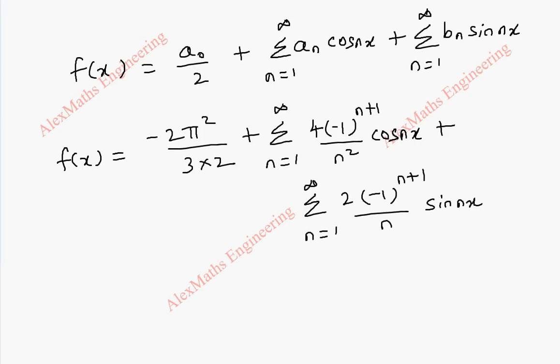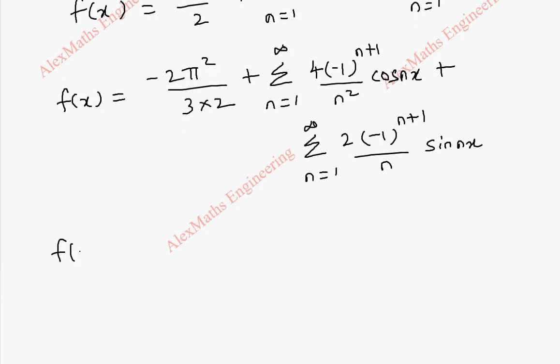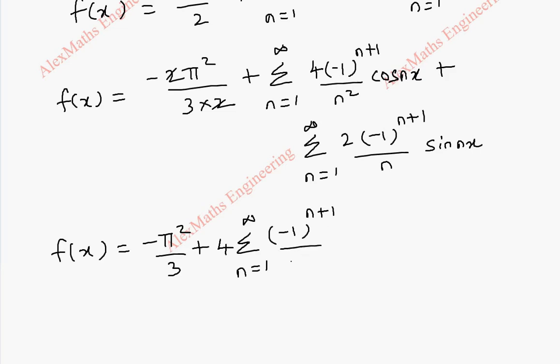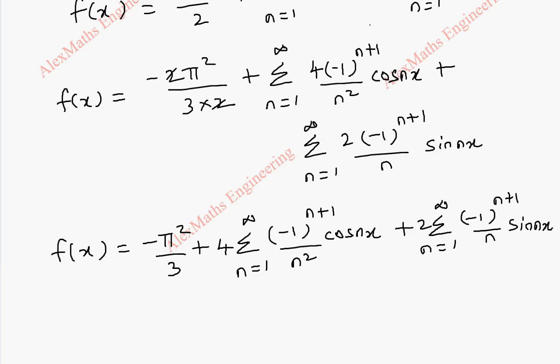And here if we want, we can take the constants out of the summation and we can cancel these two. So minus pi square by 3 plus 4 summation n is equal to 1 to infinity minus 1 whole power n plus 1 by n square cos nx plus 2 summation n is equal to 1 to infinity minus 1 whole power n plus 1 by n sin nx. So we got the Fourier series expansion.